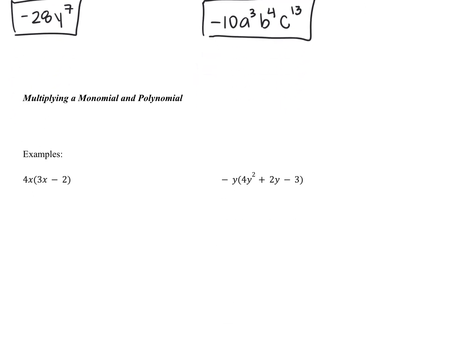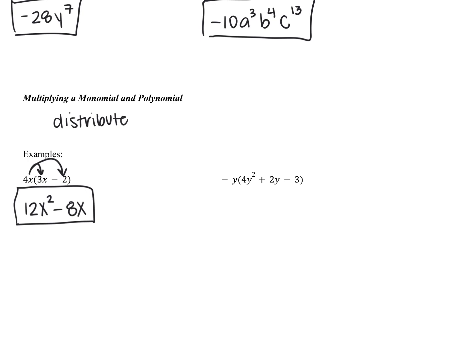Now we're going to talk about multiplying a monomial by a polynomial. This is where we are going to distribute into parentheses, using our distributive property. So 4x times 3x minus 2, I'm going to multiply my 4x to everything inside my parentheses. 4x times 3x, I do 4 times 3, which is 12. I do x times x, which gives me x squared. Then I have 4 times negative 2, which is negative 8. And x has nothing to multiply with since there's no variable there, so it just stays x. So my final answer, 12x squared minus 8x.